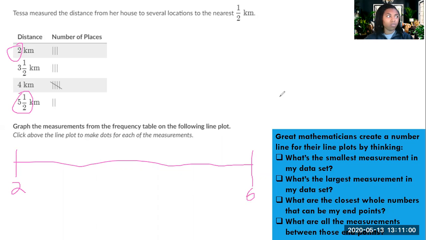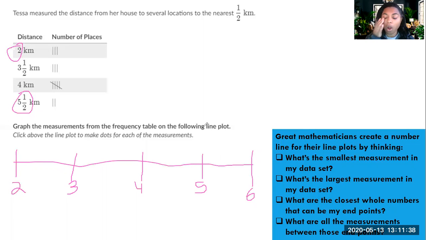So I need to fit 3, 4, 5. I need 3 holes. 2 to 3, 3 to 4. Let's see. So I need to fit a bunch of whole numbers on here. So I partitioned it to put my holes first. So 2, 3, then 4, then 5, then 6.